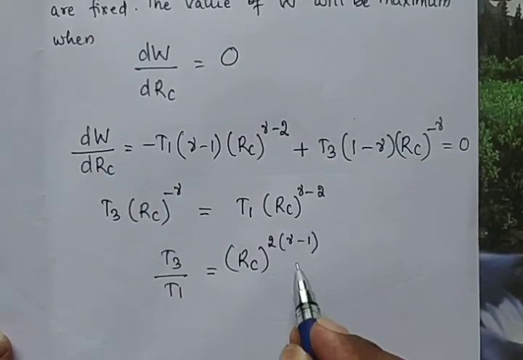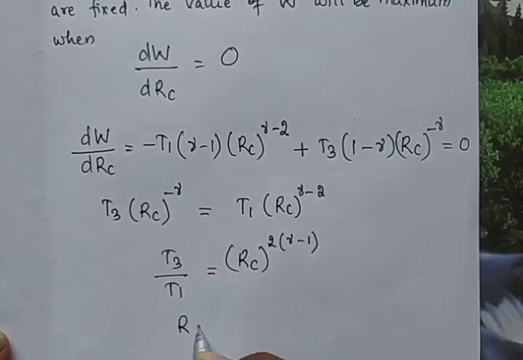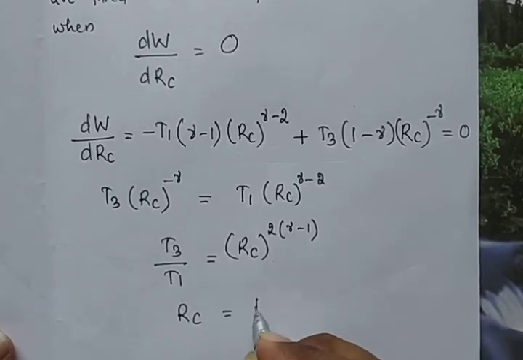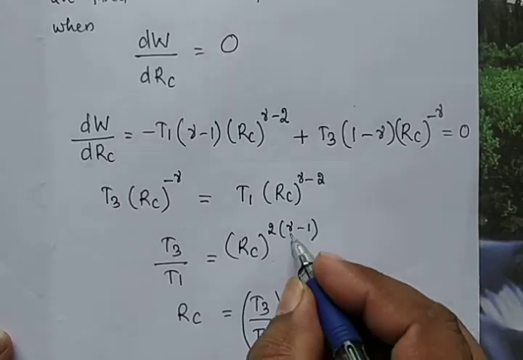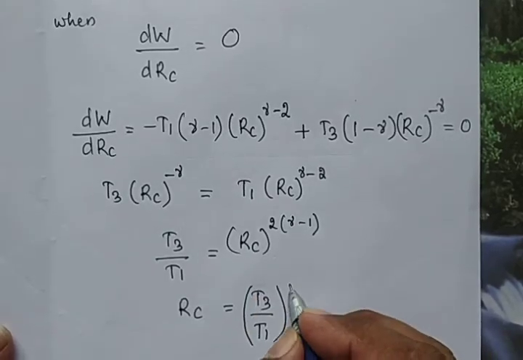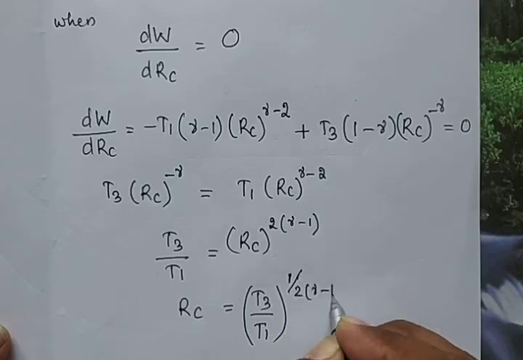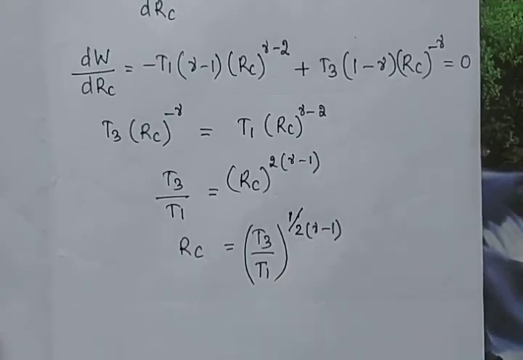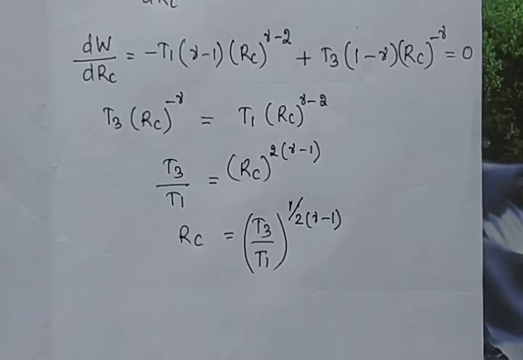So upon solving, we get RC equal to T3 by T1 whole raised to 1 by 2 into bracket gamma minus 1. This is what is asked in the first case. So we have proved the first case. So let us take the second case now.